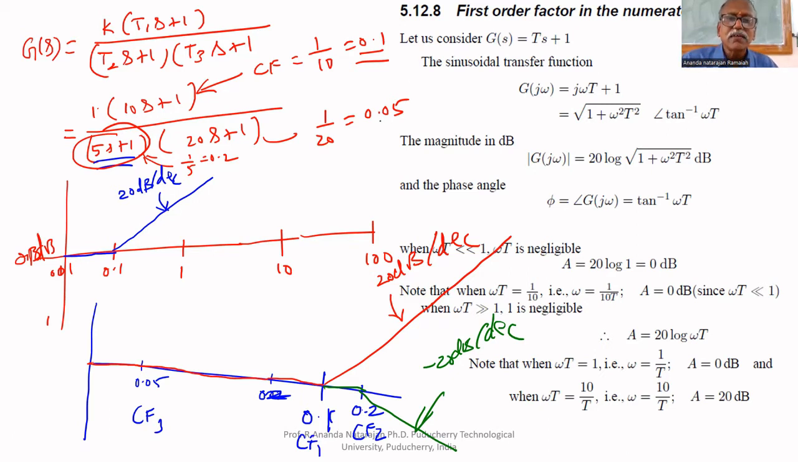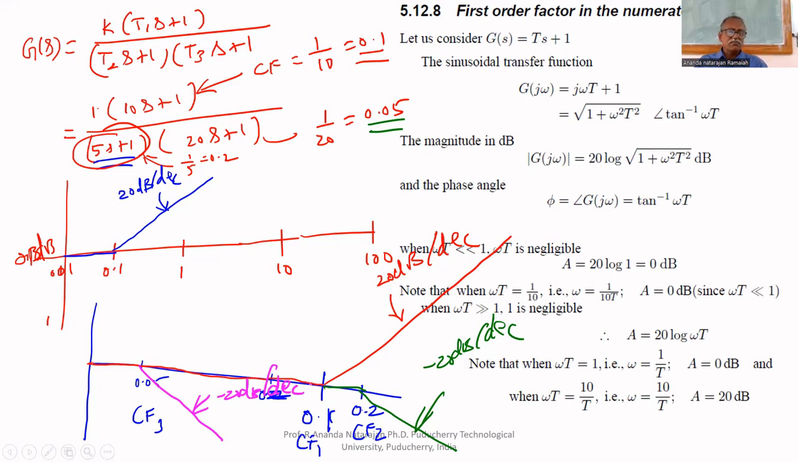The third case has a corner frequency of 0.05. Up to 0.05, it is 0. After that, it decreases at the rate of minus 20 dB per decade. Am I correct or not?